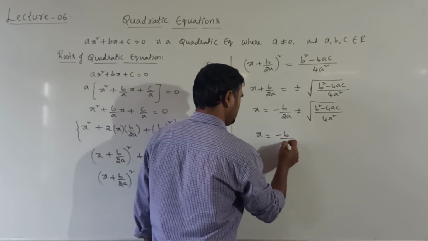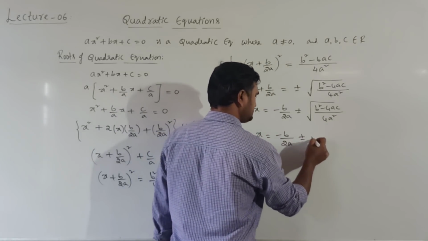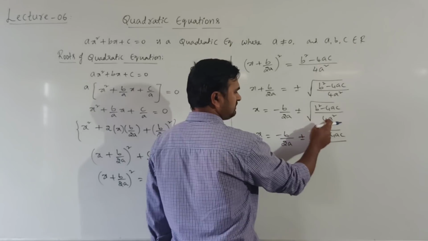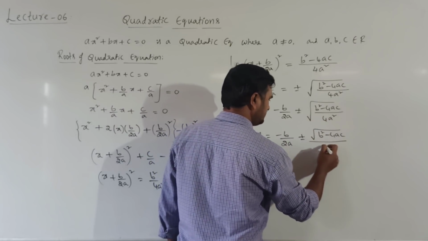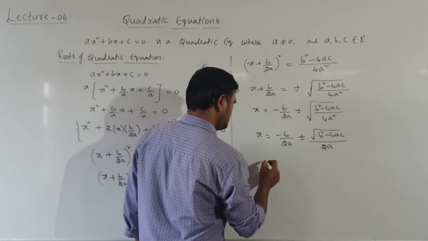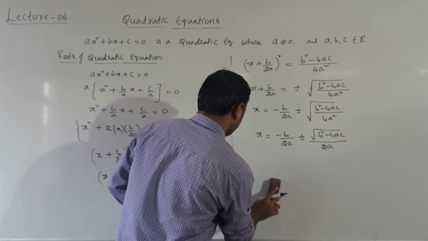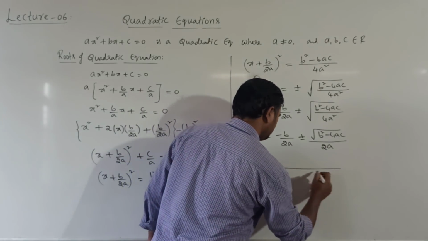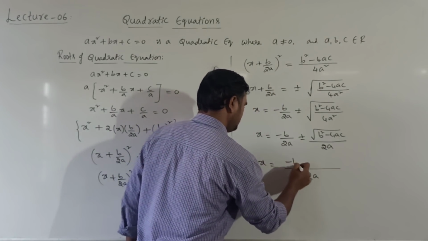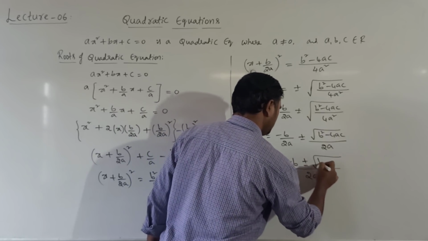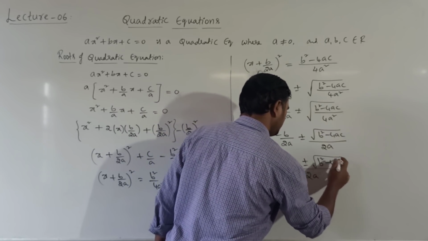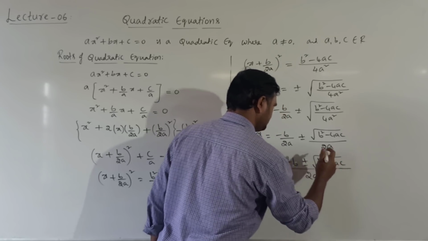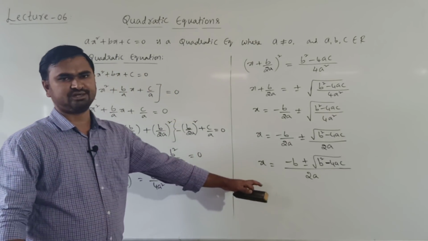So x will be −b/2a plus or minus root of b² − 4ac divided by, what is root of 4a²? I can write 2a. So LCM is 2a. So the x value we can write, LCM is 2a, x = (−b plus or minus root of b² − 4ac) divided by 2a. So this is the value of x.